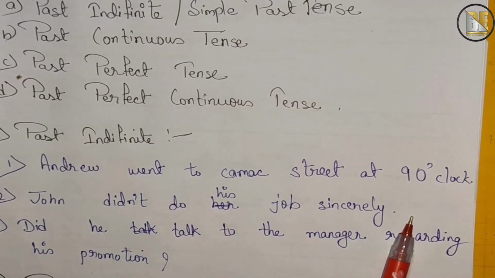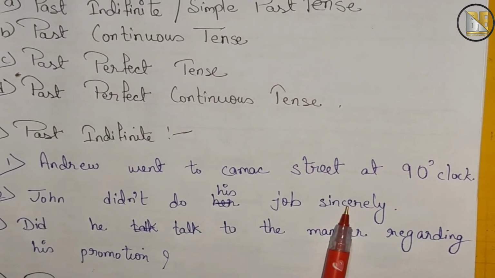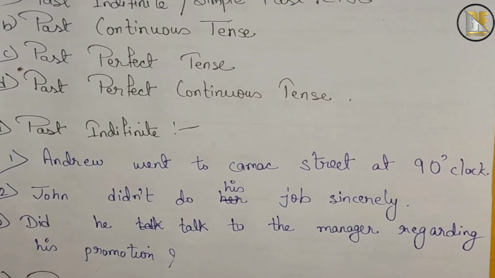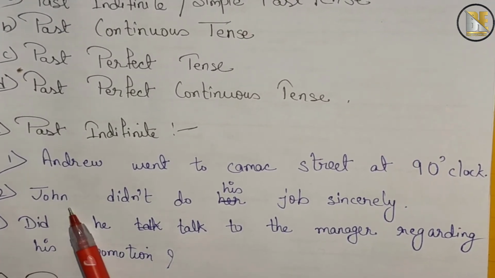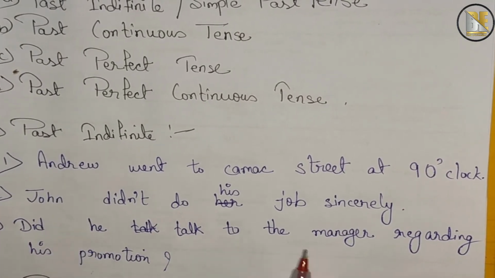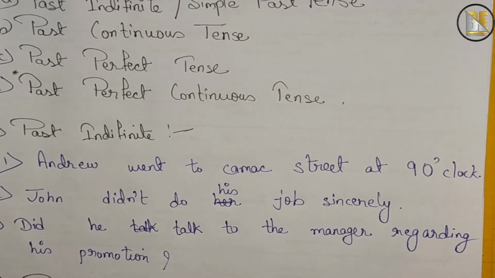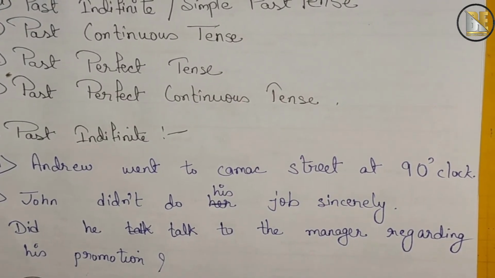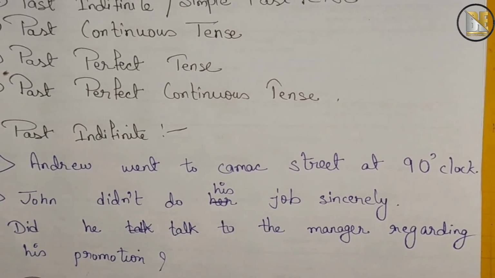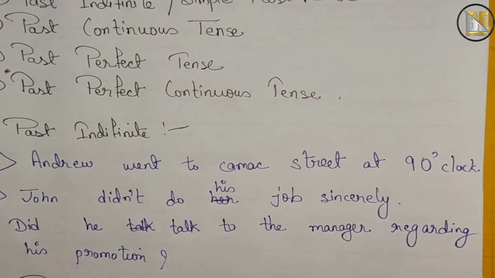The next one is John didn't do his job sincerely. That means John has given some work to do, but he didn't do his job sincerely. So there is no link between the action, the job whichever he was told to do, and the present times. And the next one is, did he talk to the manager regarding promotion? Somebody has talked to him to talk to his manager regarding his promotion, but he might have talked or he might not have talked, but there is no link between the present time and the action.